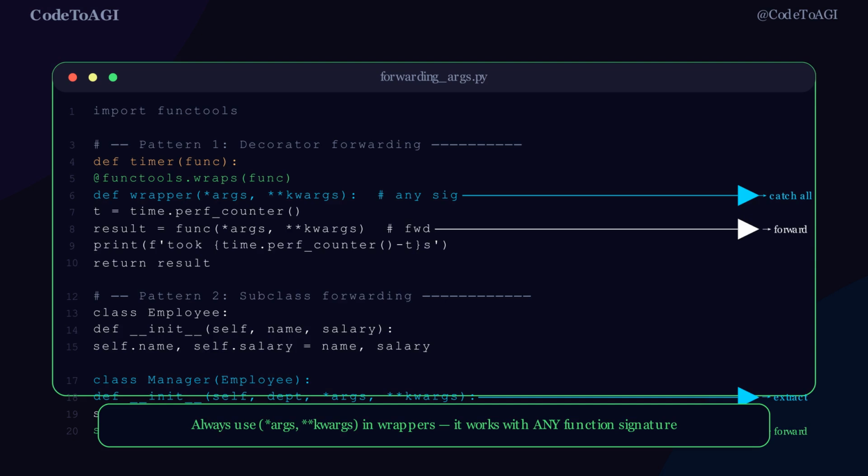Now look at the subclass example below. Our manager class inherits from employee. The manager __init__ takes its own parameter, department, plus *args and **kwargs. It extracts department, then forwards everything else to employee via super().__init__ with *args and **kwargs. This is the correct subclass pattern. You see this in every PyTorch module subclass, every Django model, every Flask view class.